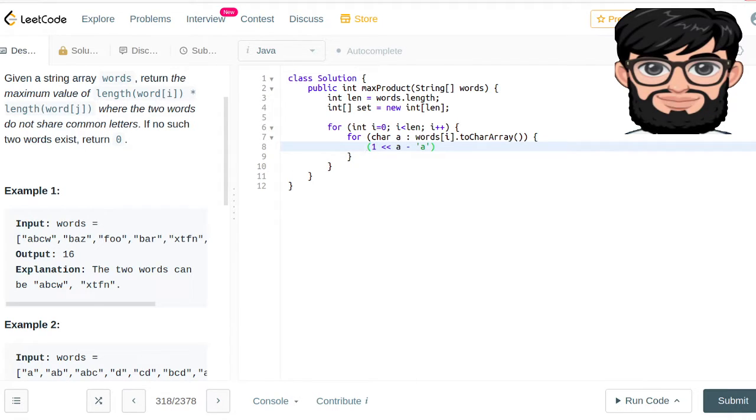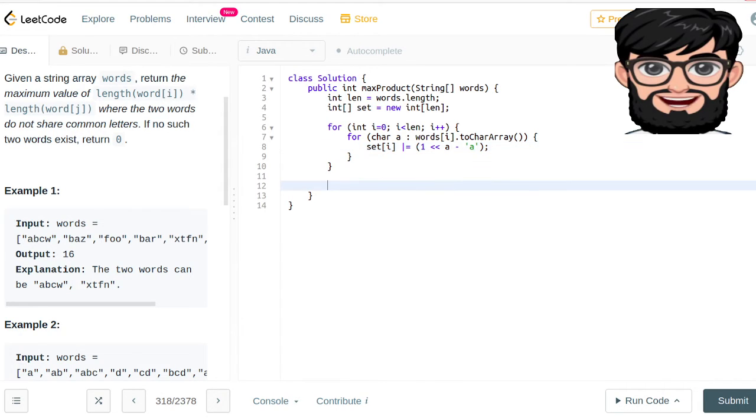And then we're going to OR it to that number which we are saving at set of i. We're going to keep ORing that thing while we are iterating through the characters, every single character. So once we are done with one word, we're going to be setting at set of i the integer representation of that string.